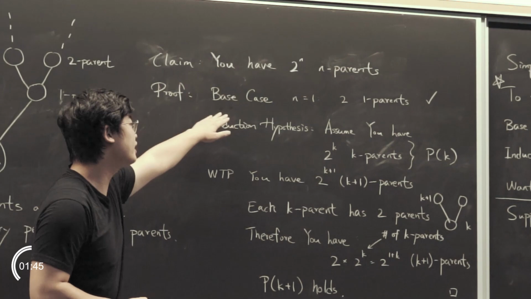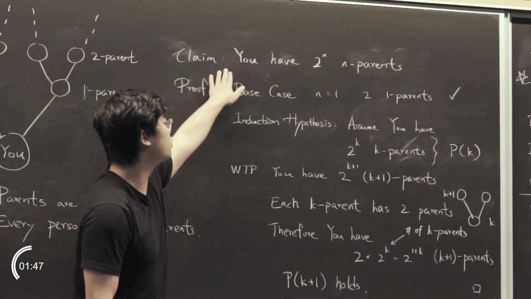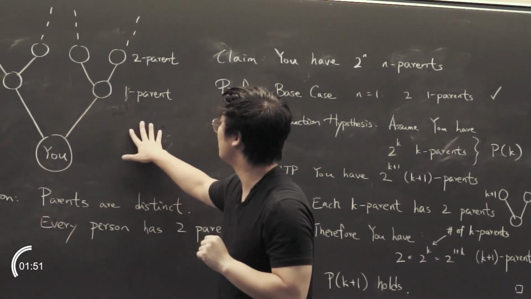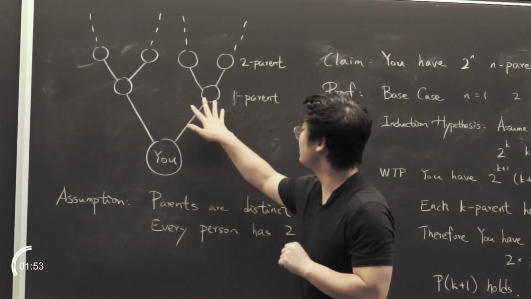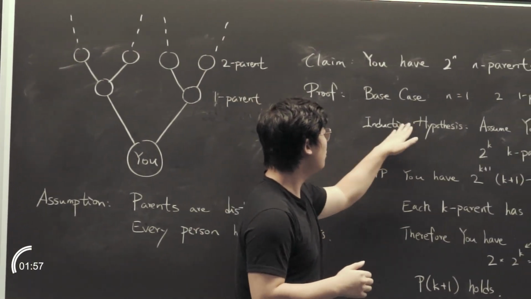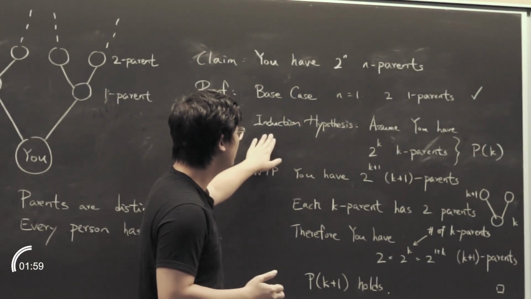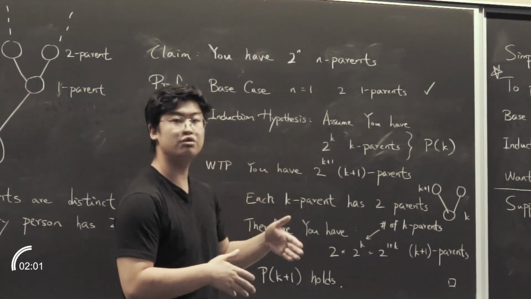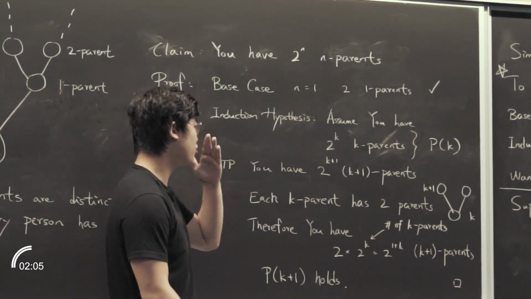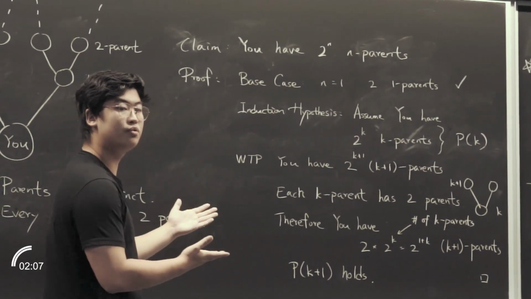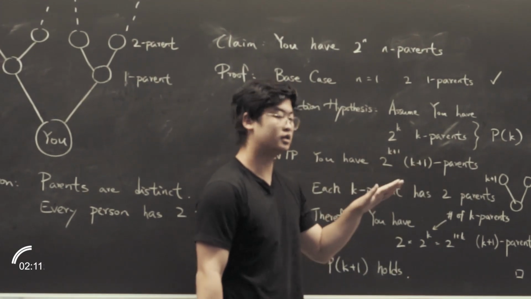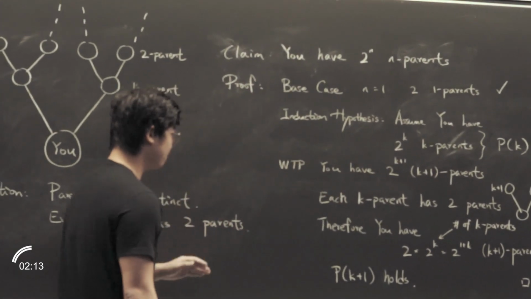So we start off with the base case. We're trying to prove that this statement is true when n is equal to 1. As you can see from the diagram, when n is equal to 1, you indeed have one parent. So the base case is good. Now we move on to the induction hypothesis. Let's assume that you have 2 to the power of k parents, or we could write it as P of k in predicate logic. We want to prove that you have 2 to the power of k plus 1 parents. This is what we're trying to prove for the induction.